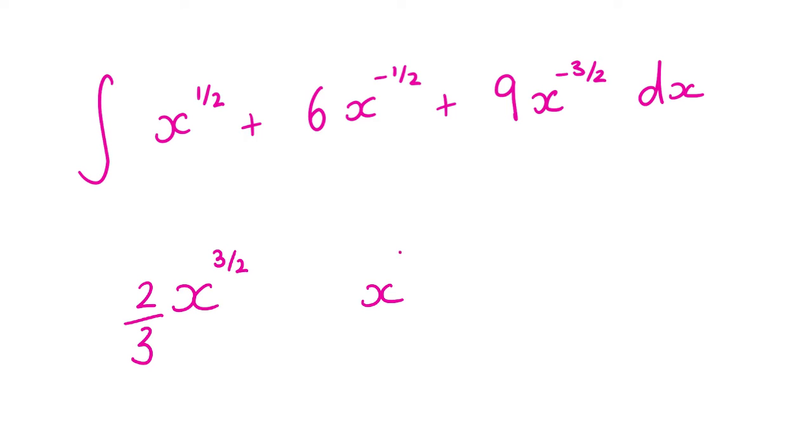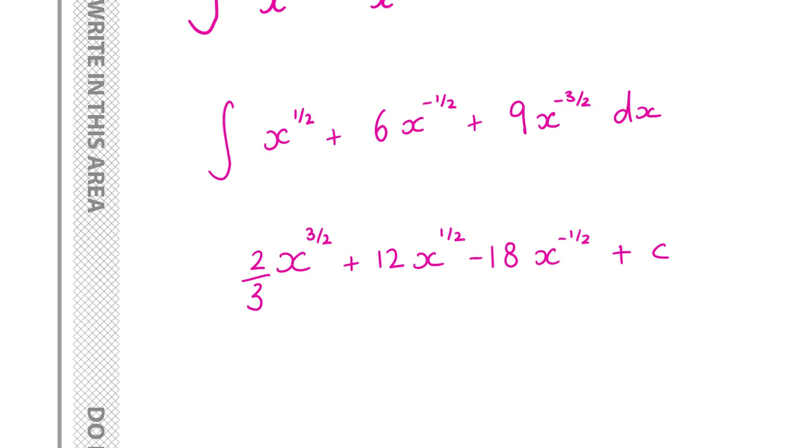Right, increase the power by 1. A half. Divide by the new power. What's 6 divided by a half? 12. Increase the power by 1. Negative a half. Divide by the new power. Minus 18. And then what do we have to? 100% right. Plus c, absolutely.